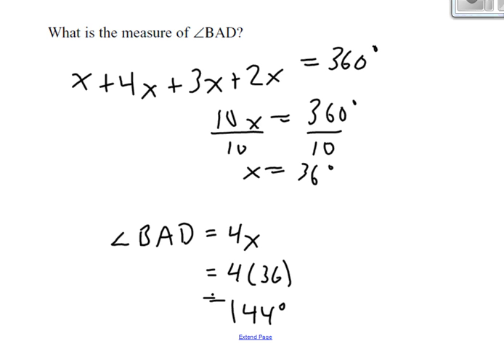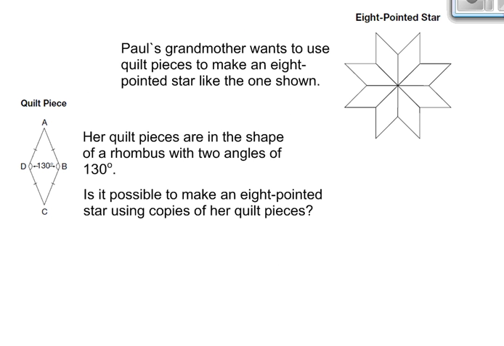So let's look at the next question. Okay. Paul's grandmother, oh, can you hear me chew gum? Hold on. I'm going to take my gum out just in case you heard that.